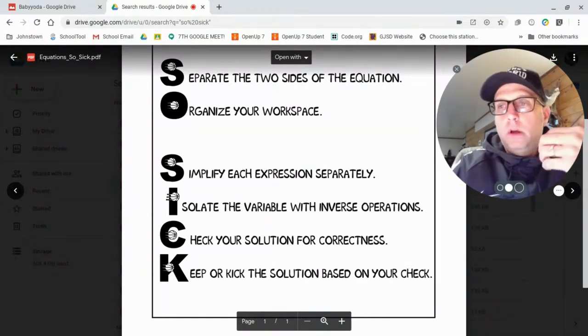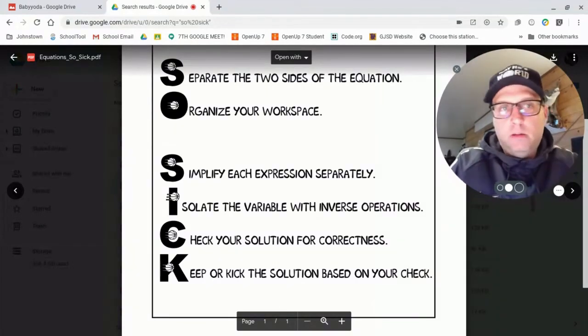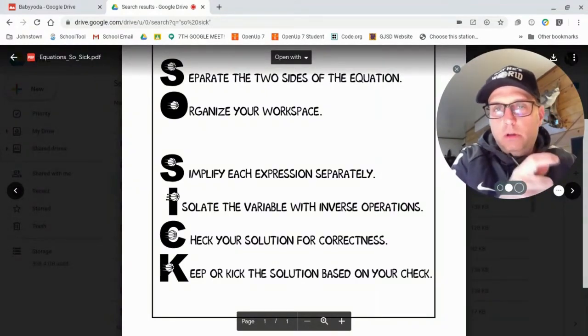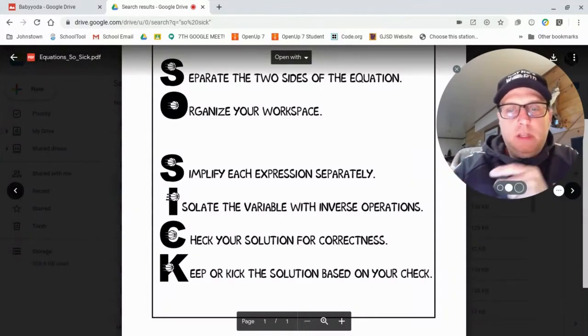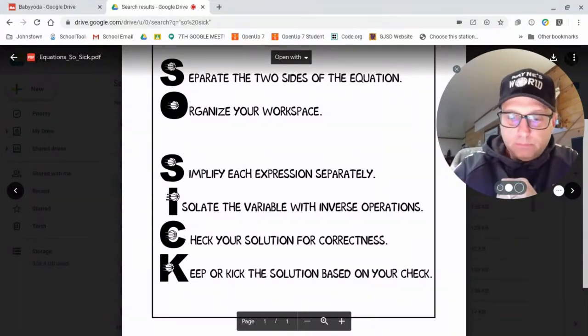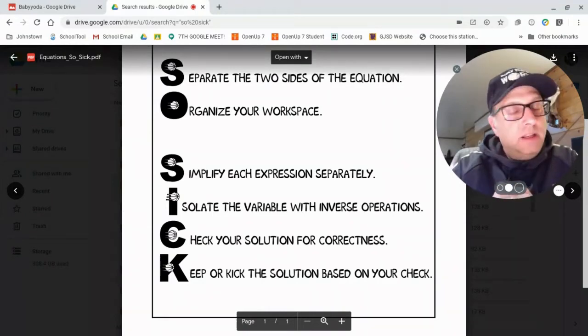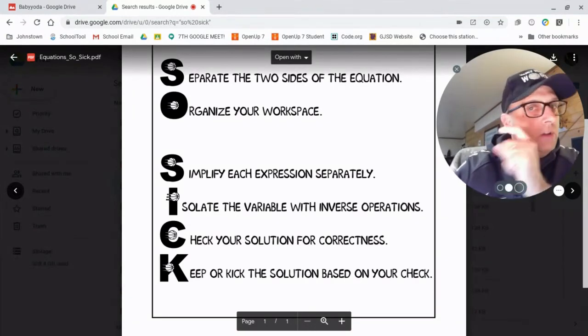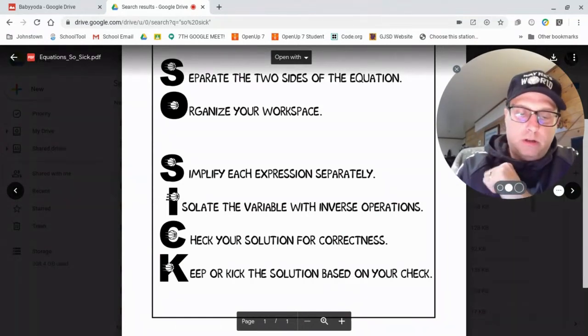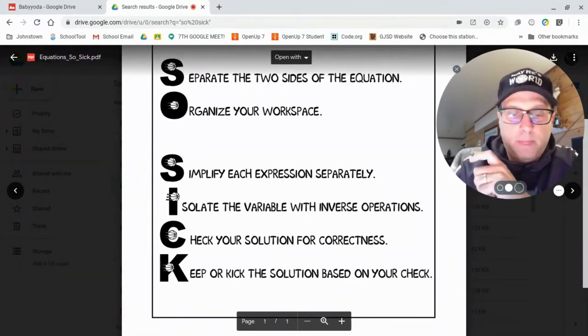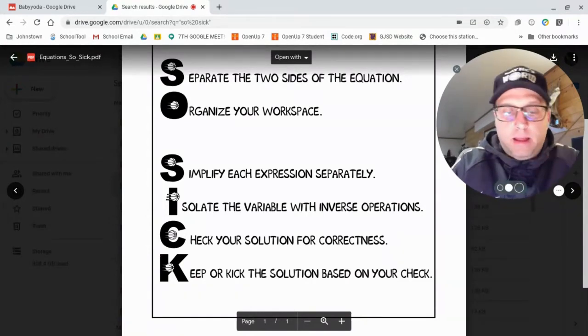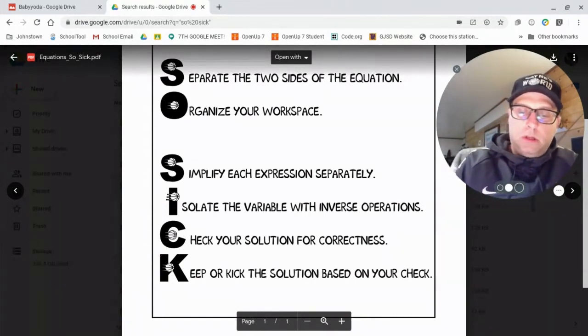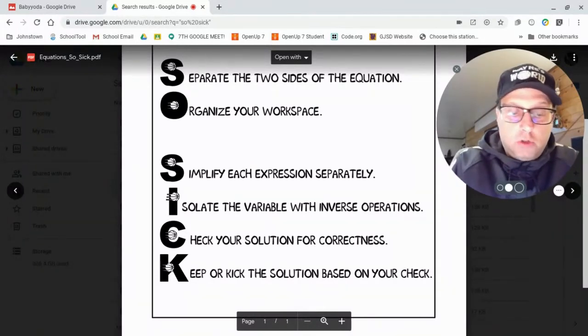The left-hand side might be a fairly long little expression. And once you hit 8th grade, you're going to see that the other side of the equation isn't always going to be just a nice, happy little number sitting by itself. It's also going to be its own separate expression. So the S in sick is to simplify each expression separately. The I is to isolate the variable using inverse operations.